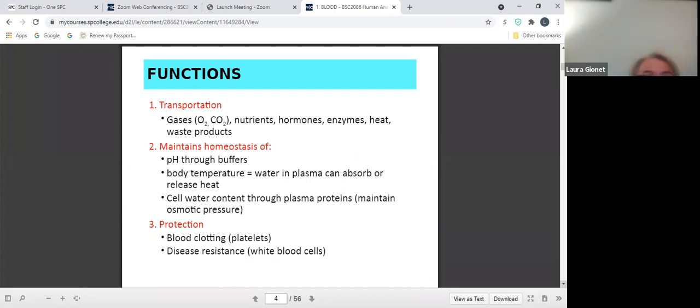Blood maintains homeostasis through the pH buffers, which is how we maintain our 7.35 to 7.45 normal pH range, and body temperature, and it acts in a protective mechanism as well. We have platelets that are active in blood clotting, and then we have our white blood cells that are active in disease resistance.